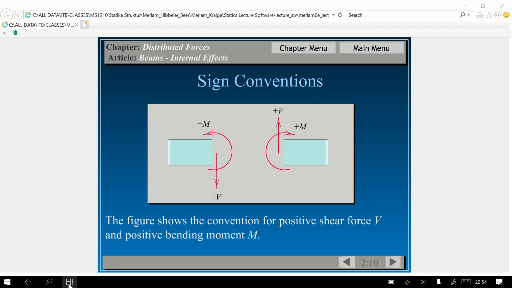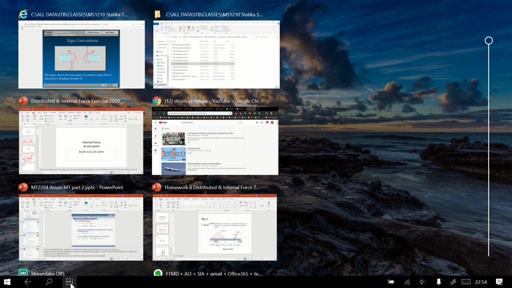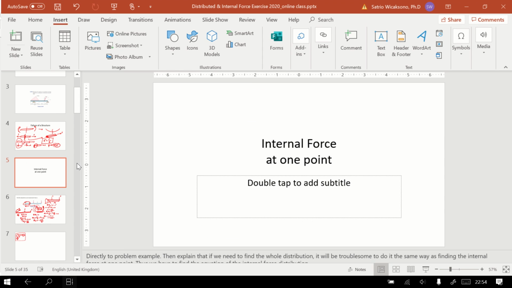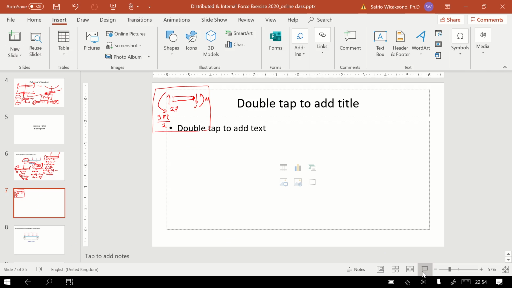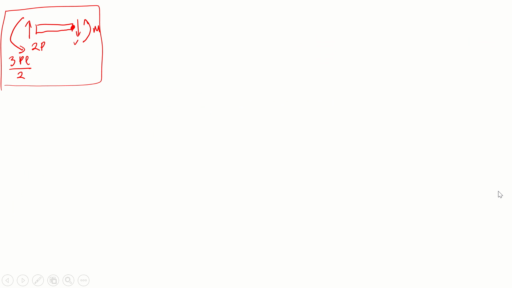Okay, now let's return back to the previous problem example. That's why I assume it this way, because this is the positive direction. So V going down is the positive direction on the right side of a particular cut, and moment counterclockwise is the positive direction at the right side of a particular cut.